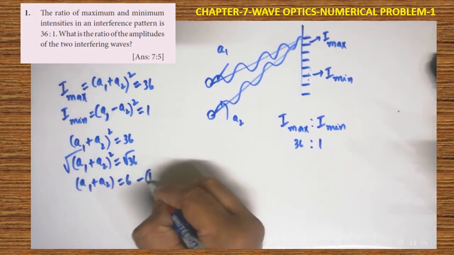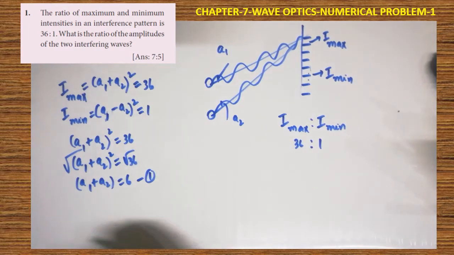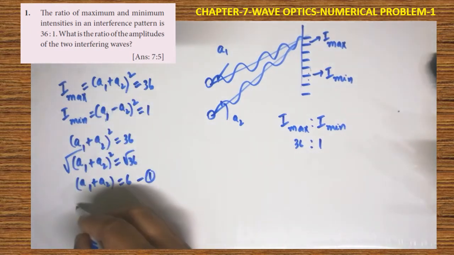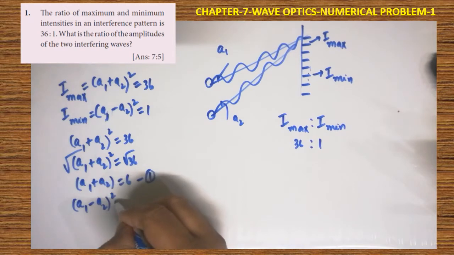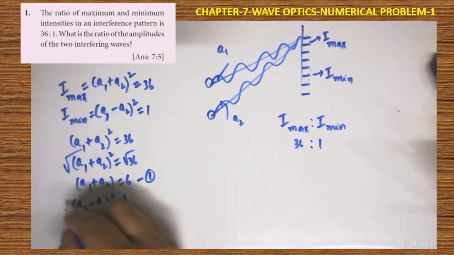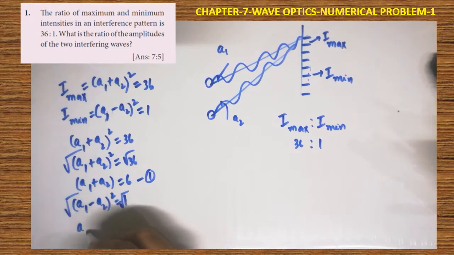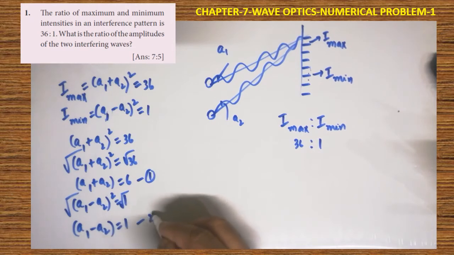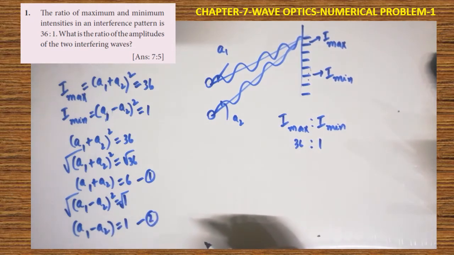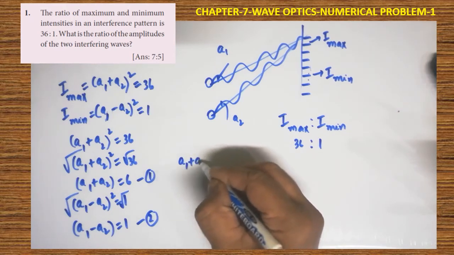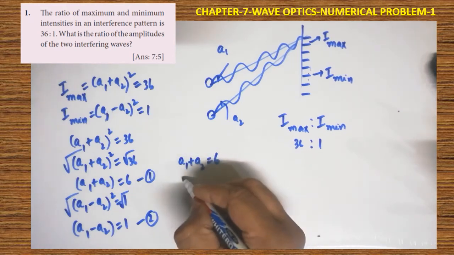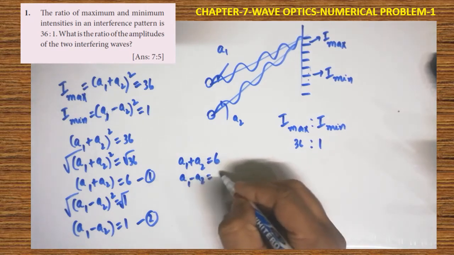Let us call this equation number 1. Like this, we can write another equation. (A1 minus A2) whole square value is 1. Take square root on both sides. A1 minus A2 will be equal to 1. This equation can be taken as 2. Now two equations are known. With the help of algebra, A1 plus A2 is equal to 6 and A1 minus A2 is equal to 1.